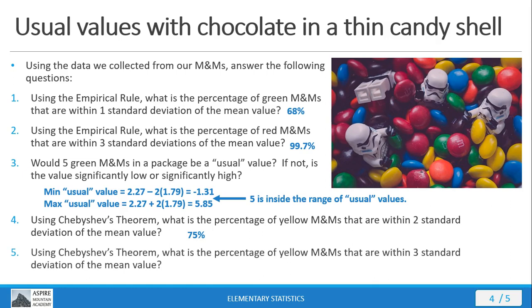Okay, last one here. Using Chebyshev's theorem, what's the percentage of yellow M&Ms that are within 3 standard deviations of the mean value? Well, I hope you said something like 88.89%. This is actually a good value to memorize because you're not likely to get asked for more than 2 decimal places. Of course, if you're concerned, you will be. Just memorize 8/9 and convert to percent form for how many decimal places you need.